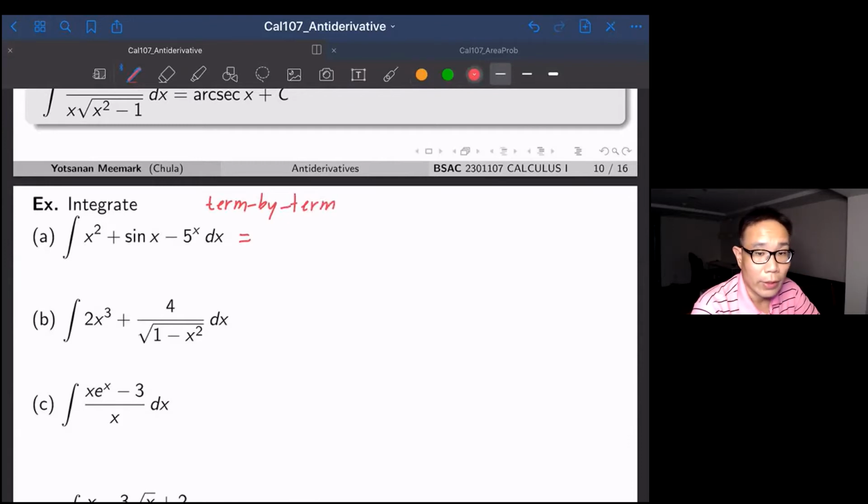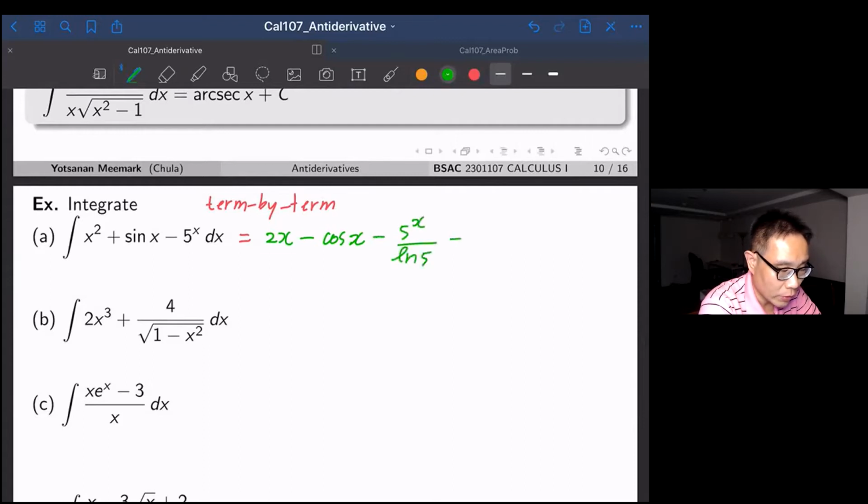Okay, so you just integrate x squared, it's going to be 2x. Integrate sine equals negative cos. Okay, and integrating 5 to the x is going to turn out to be 5 to the x over log 5. And then you add an arbitrary constant. Okay, so this is how we get this one.